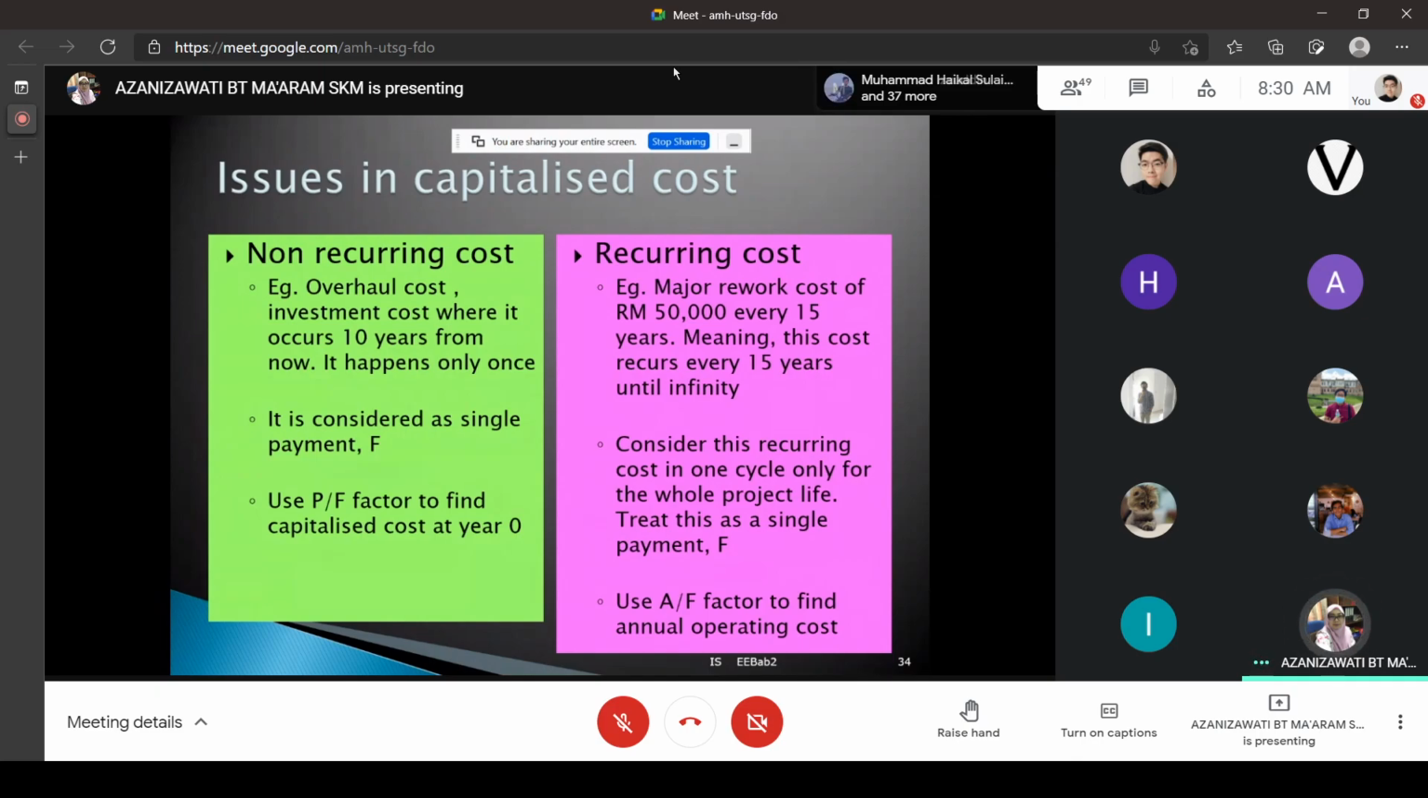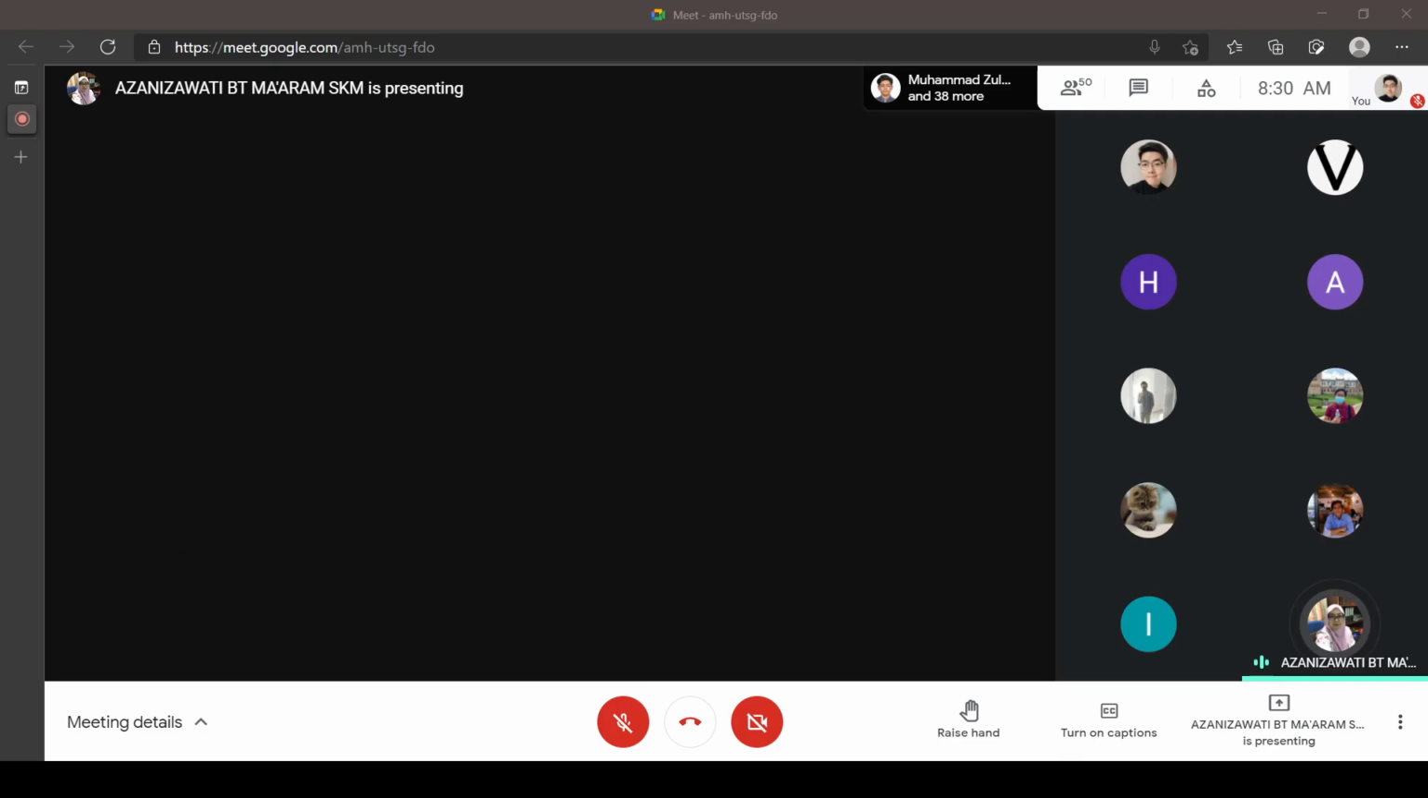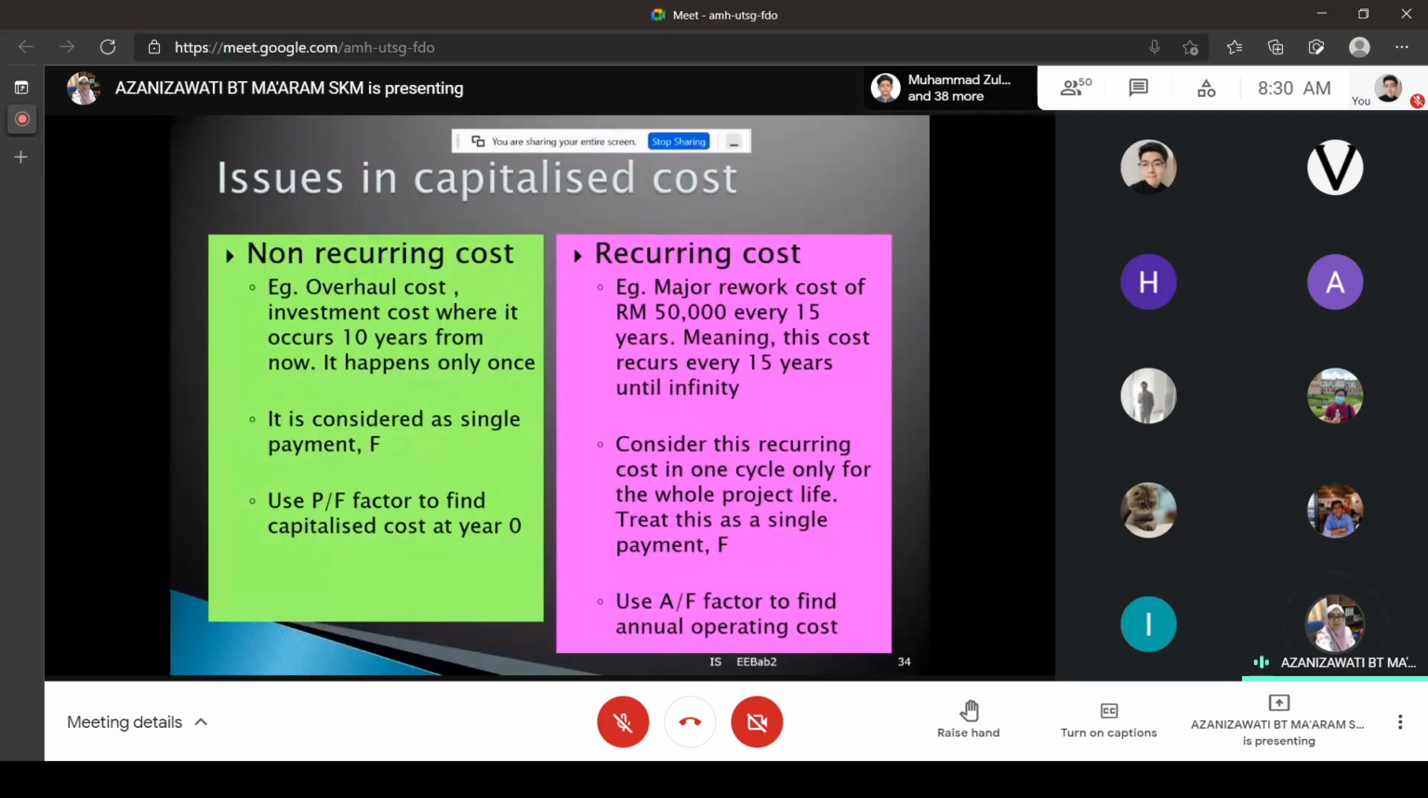So we will put this recurring cost and non-recurring cost as F as well. Since it is not annual but for a certain period, we will withdraw some money in a consistent way for a certain period. So we will use A over F. But for the non-recurring cost, because it happens only once, we will use P over F.